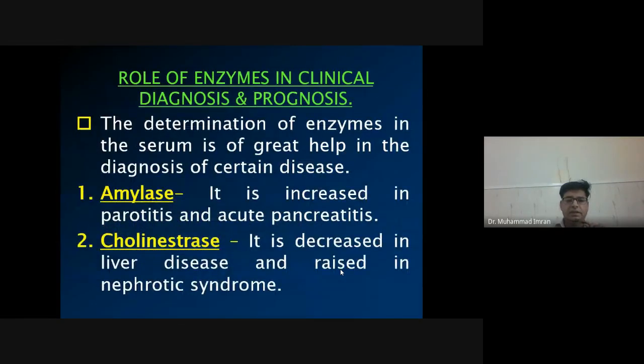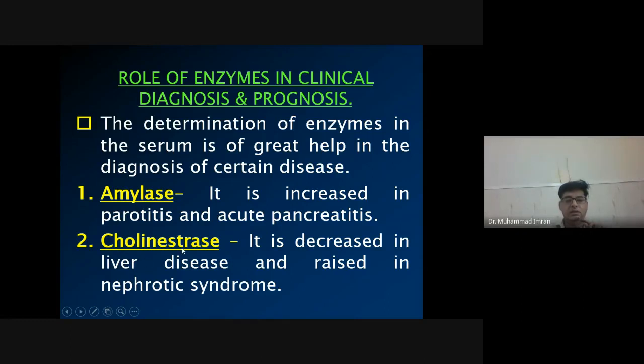Role of enzymes in clinical diagnosis and prognosis. These are the enzymes which are very helpful to diagnose certain tissue diseases. For example, amylase level increases in parotitis and acute pancreatitis because our salivary gland produces amylase. If we have a problem of salivary glands, then this is known as parotitis. And if we have any acute pancreatic disease and the pancreas gets swollen, this is known as acute pancreatitis. In both conditions, the level of alpha amylase increases.